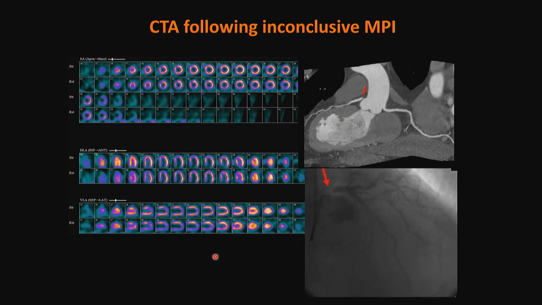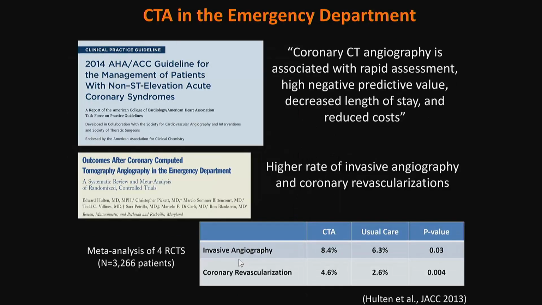I talked a lot about stable chest pain, and it is important to mention that coronary CTA is increasingly being used in the emergency department. To summarize some of the data, I wanted to provide the highlights from the 2014 AHA-ACC guideline for the management of patients with non-ST acute coronary syndromes. In this document, in their summary, they state that coronary CT angiography is associated with rapid assessment, high negative predictive value, decreased lengths of stay, and reduced costs. So these are all the attributes of using CT angiography in the emergency department.